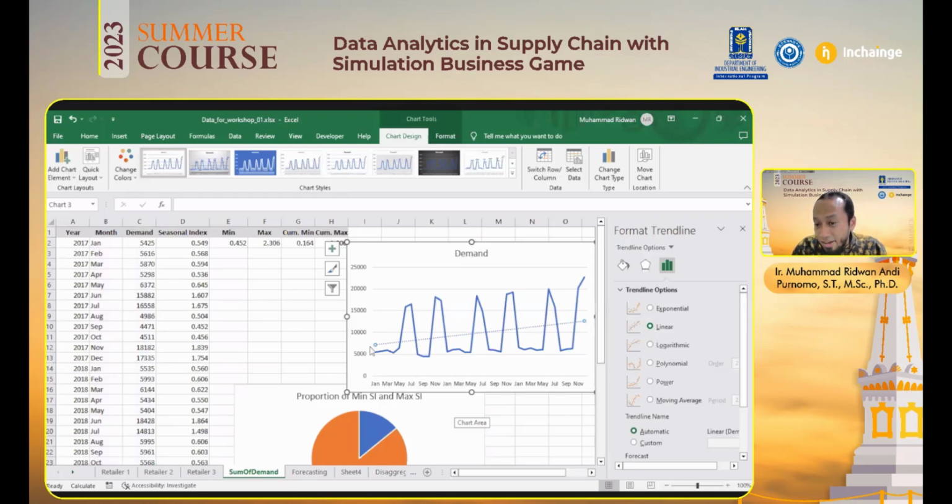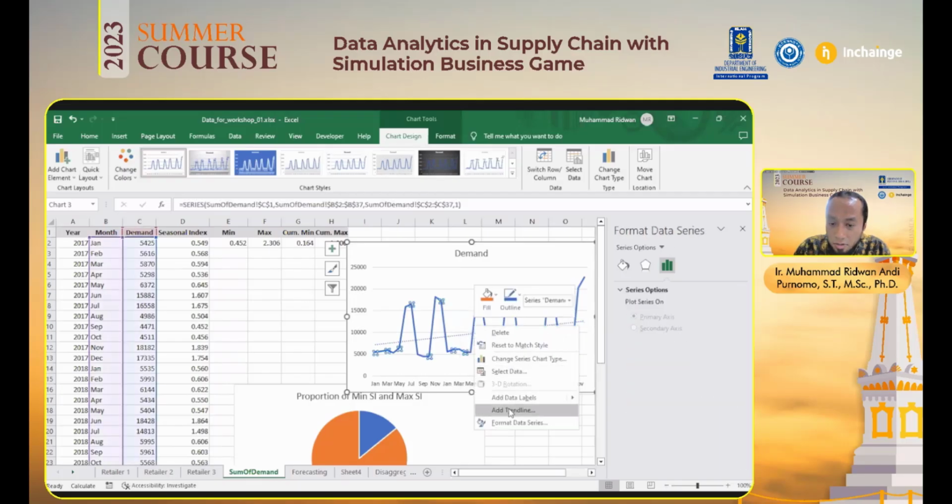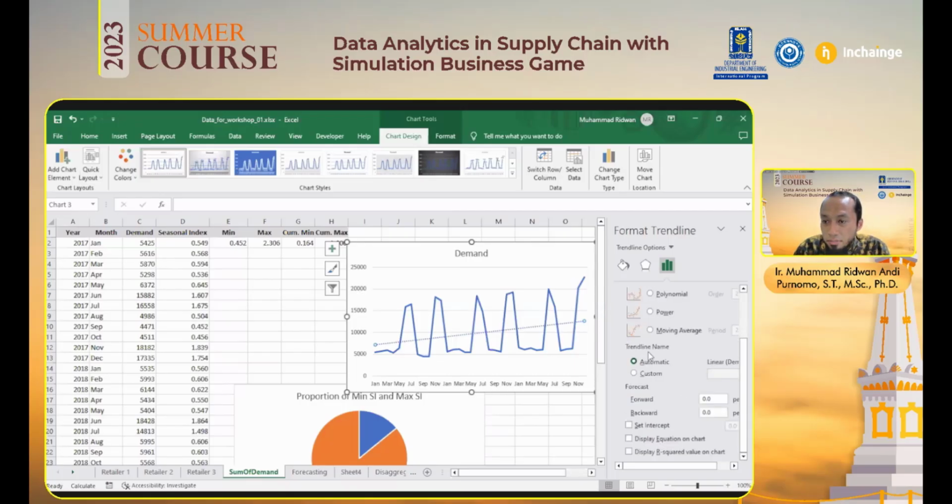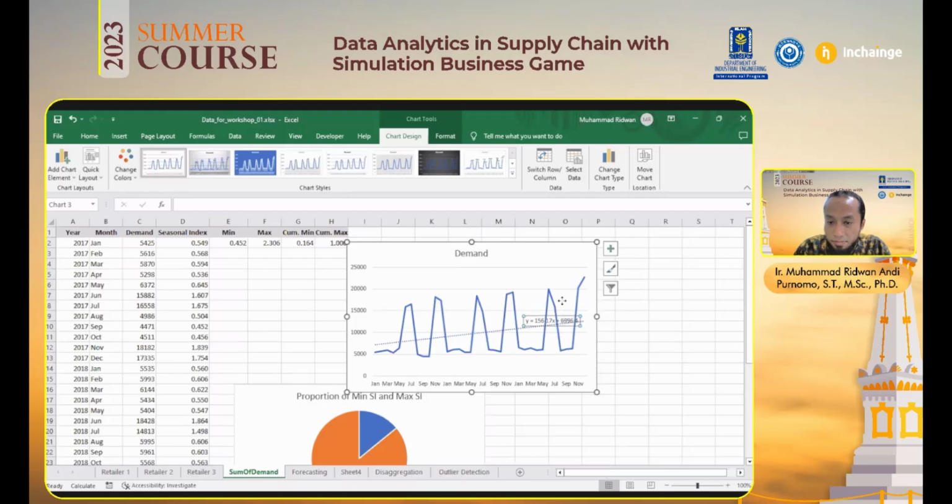Now you understand that the trend line is increasing. It means that the trend is positive. If we want to know the trend value, from here we also can right-click, go to Add Trendline, and then we want to display this one. Sorry, I need to lay out my computer display first. Display Equation on Chart. Okay, we can select this, and now we have the equation here.